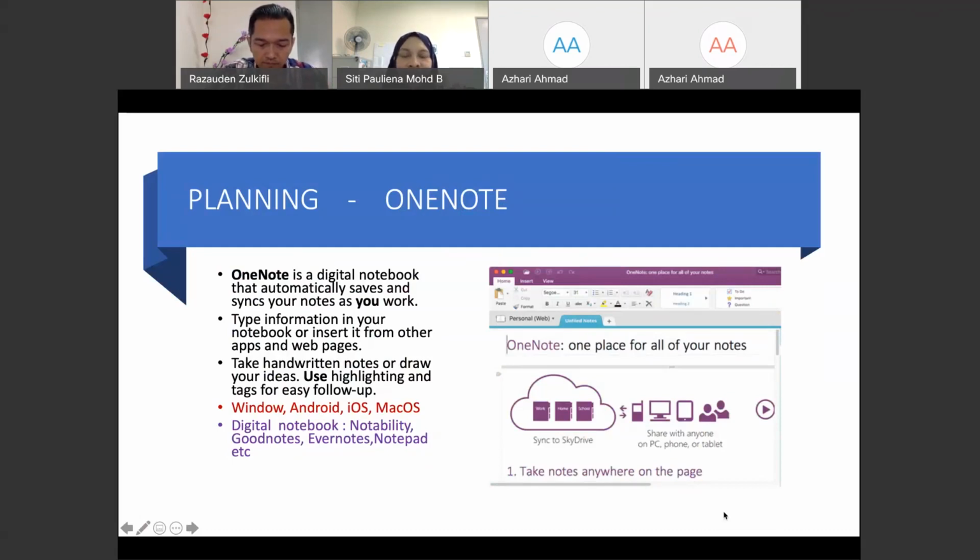Saya rasa OneNote so far is one of the best yang saya gunakan untuk merancang pengajaran. Kenapa? Sebab dia very user friendly. Katakanlah kita ada laptop, OS dia Windows, handphone OS dia Android, dan tablet kita iPad. Different OS system kan. Tapi kalau OneNote, semua tu dia boleh sync, jadi tak ada masalah. Sangat handy bagi saya.